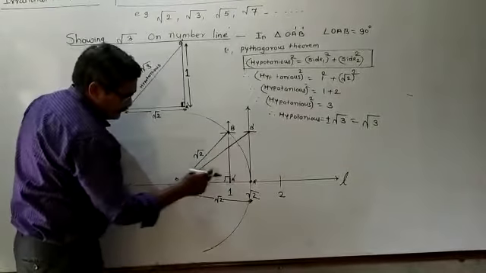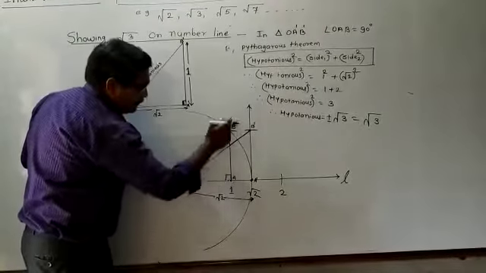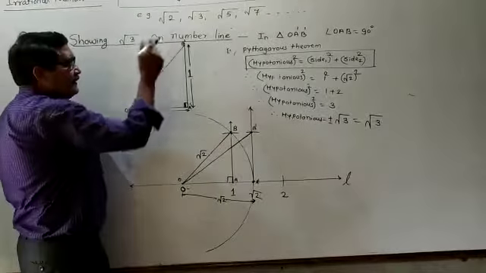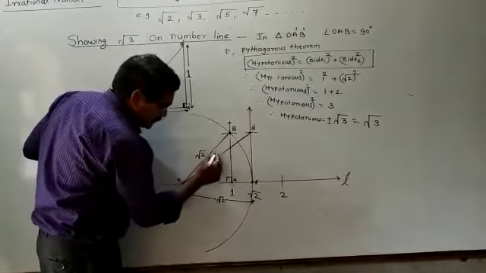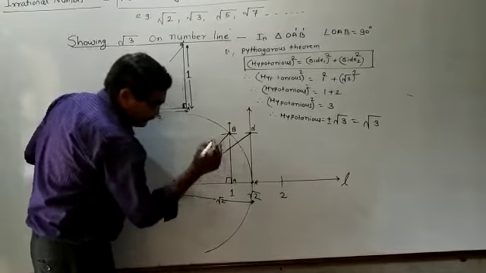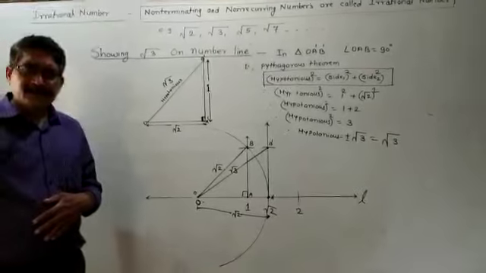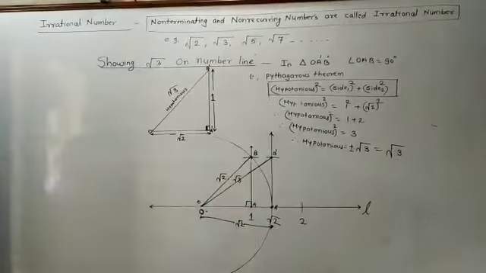First triangle is OAB. Second triangle is OA dash B dash. This OA dash B dash, and this is the square root of 3. This is the square root of 3. Everybody understand?